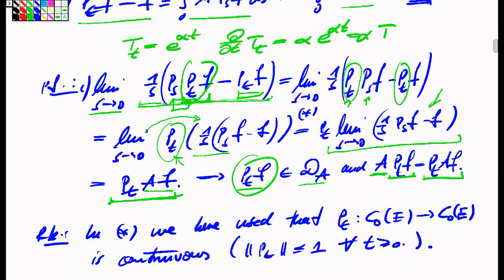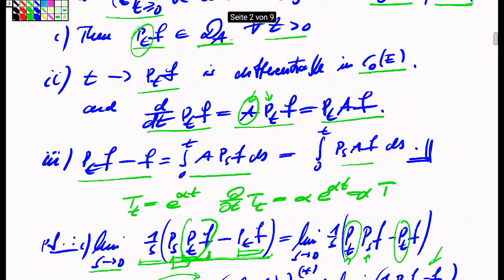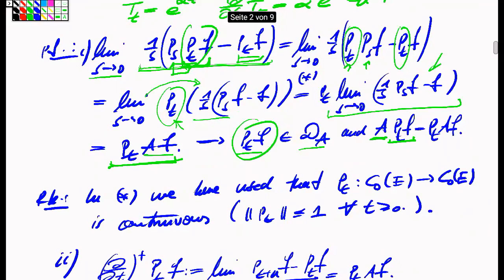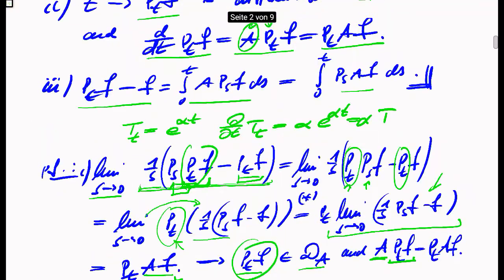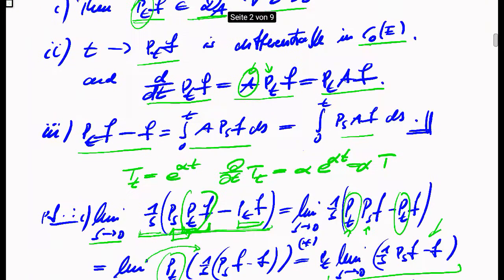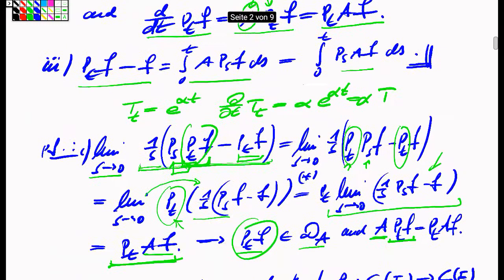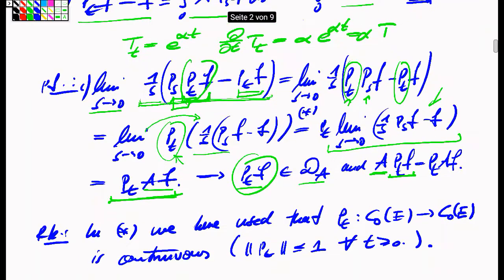This shows not only that PtF is in the domain of A, which was our claim number one, but it also shows that, in fact, this function PtF is differentiable with respect to the time parameter.